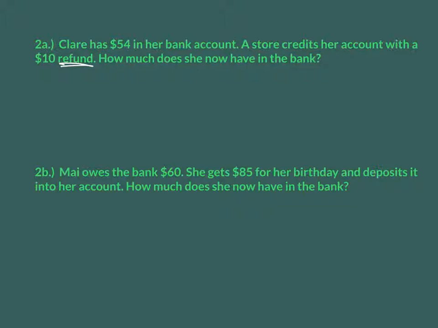This is a very simple and straightforward problem. We don't need to use any of our integer strategies because she has $54. That is a positive number, it's a positive balance, and we're going to add $10 to that. So that should be fairly obvious that it's $64.